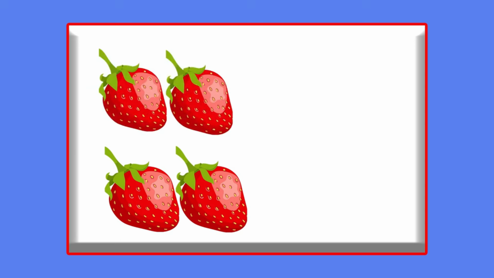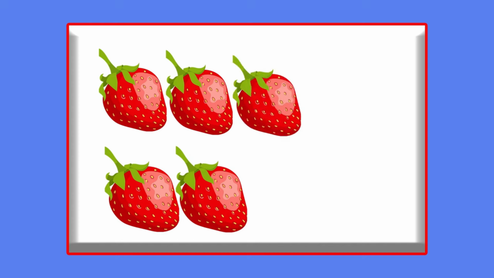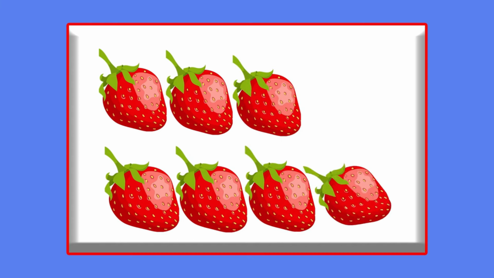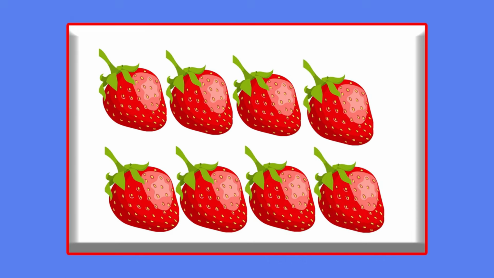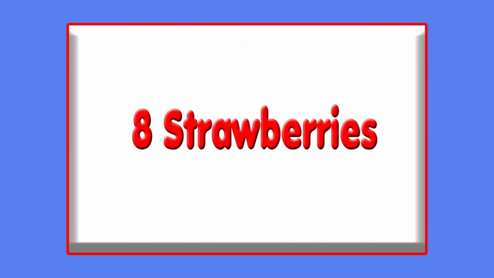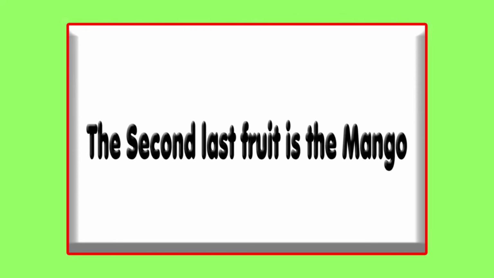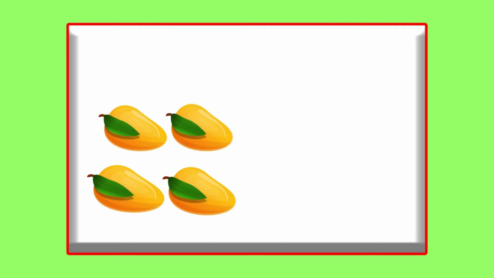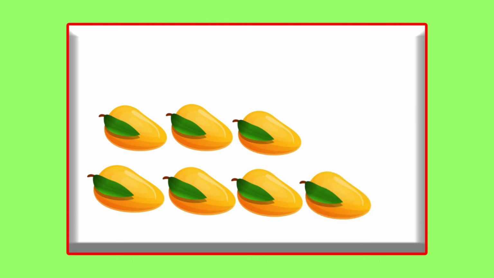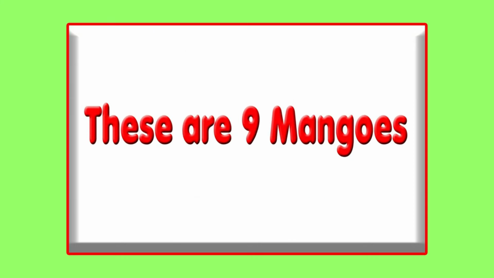Strawberry. One, two, three, four, five, six, seven, eight. Eight strawberries. The second last fruit is the mango. One, two, three, four, five, six, seven, eight, nine. These are nine mangoes.